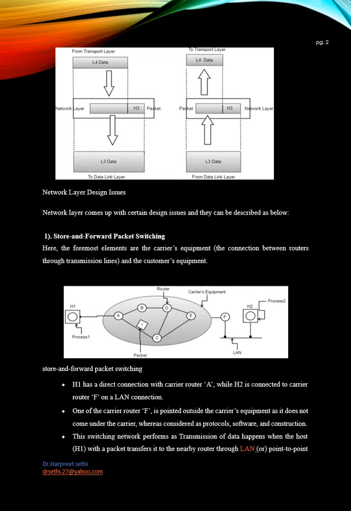In store and forward packet switching in telecommunication and local area networks, the figure represents that H1 is directly connected to the carrier's router A, while H2 is connected to the carrier's router F. A and F are two types of operators in the LAN connection. One of the carrier routers, F, is pointed outside the carrier's equipment. The data packets are stored in each intermediate node before they are forwarded to the next node. The intermediate node checks whether the packet is error-free before transmitting, thus ensuring the integrity of the data.